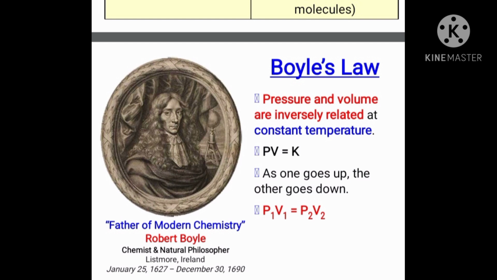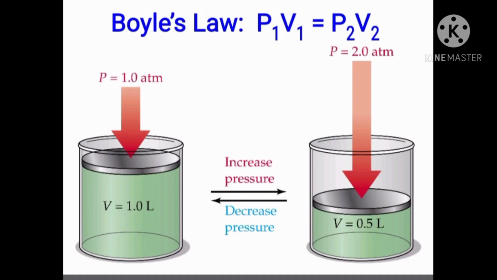Boyle's law. Pressure and volume are inversely related at a constant temperature. So pressure times volume equals a constant. As one goes up, the other goes down. So pressure 1 times V1 equals pressure 2 times V2. Robert Boyle, the father of modern chemistry, chemist and natural philosopher, January 25, 1627 to December 30, 1691. Boyle's law formula: pressure 1 times volume 1 equals pressure 2 times volume 2.